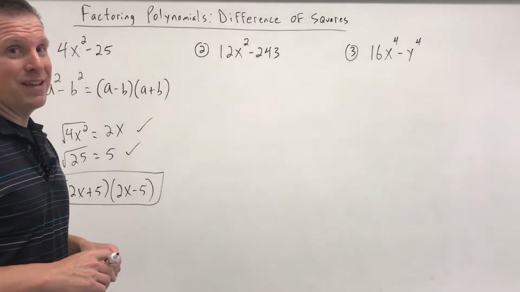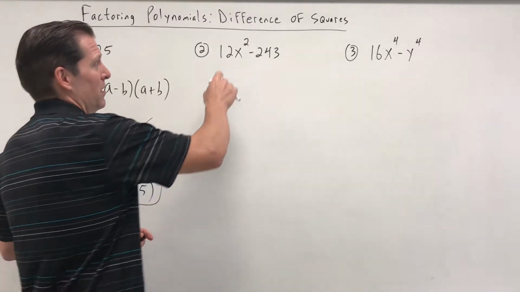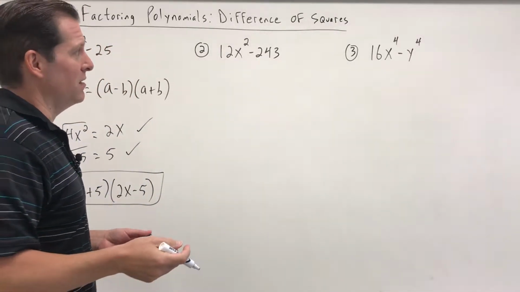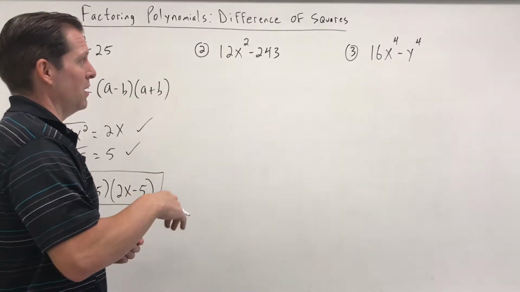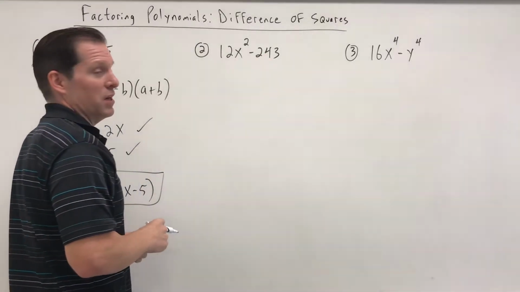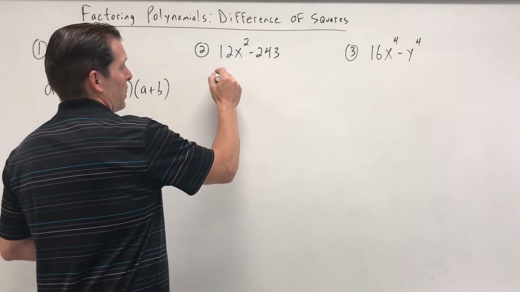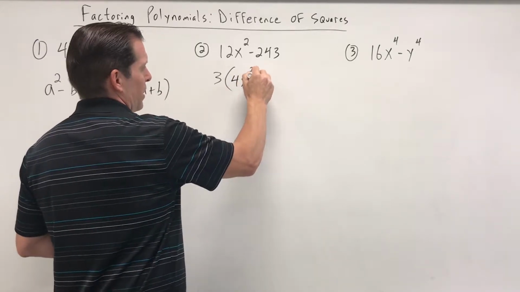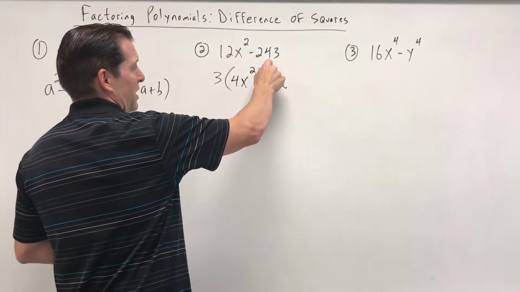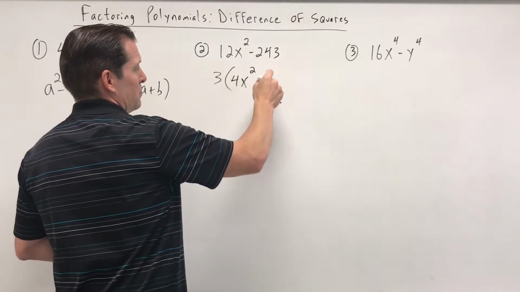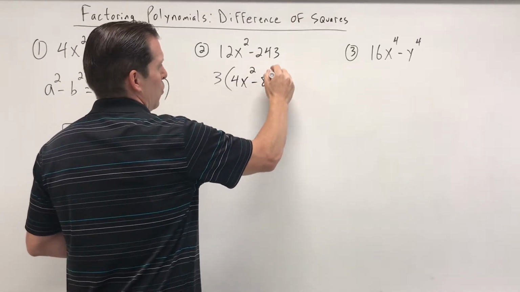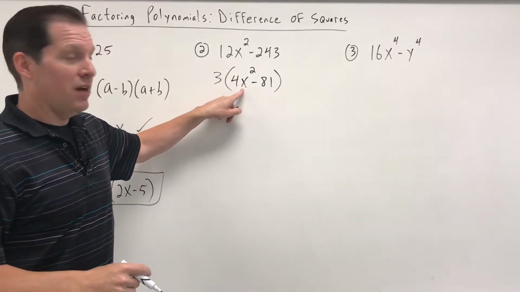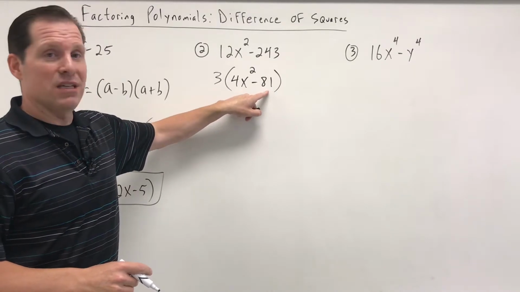However, we need to look to see if we can take out a common factor. So if we look at these, 12 and 243, what number can we take out as a common factor for this problem so that hopefully we can get these two numbers to be perfect squares? Well, if I take out a 3, that would leave me with 4x squared. And then if I take out a 3 here, 3 times what gives me 243 would be 81. So now when you look, this 4x squared is a perfect square, and 81 is a perfect square, so we're good.